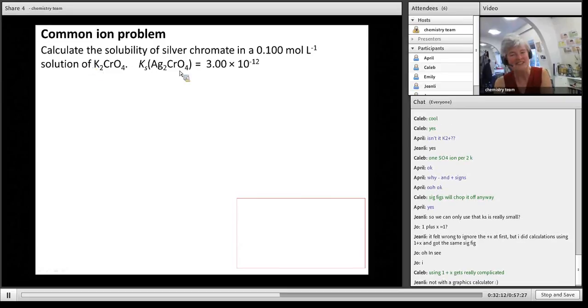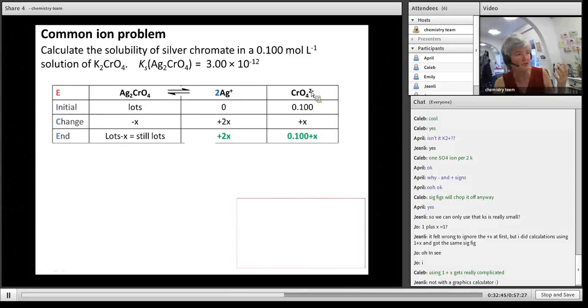Calculate the solubility of silver chromate. So silver chromate, I'm now giving you the insoluble salt, and we know it's the insoluble salt because it's also in the Ks given there, so that's nice. But I've given it to you in terms of a 0.1 mole per liter solution of potassium chromate. So it's exactly the same sort of thing. How much will dissolve? So the same thing, remember, always write your equation first. And this is a case now where I have 2 silvers for every 1 chromate.